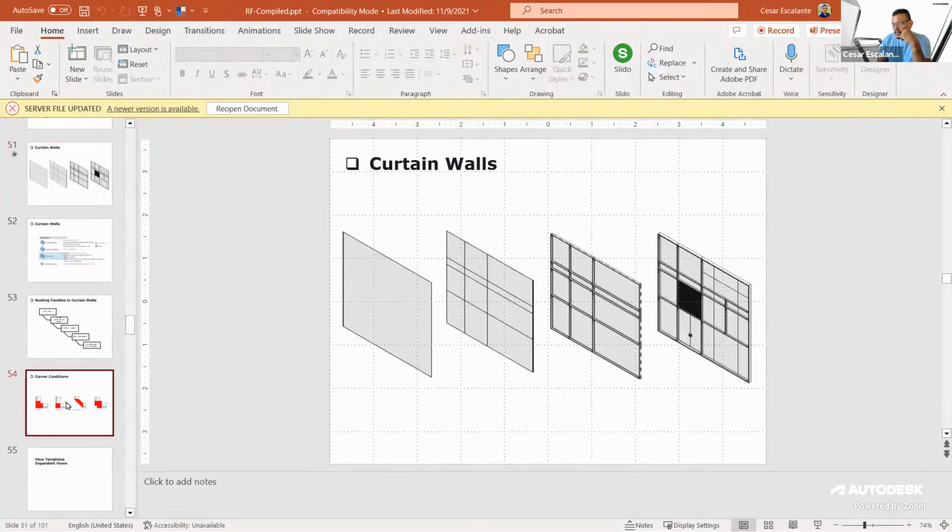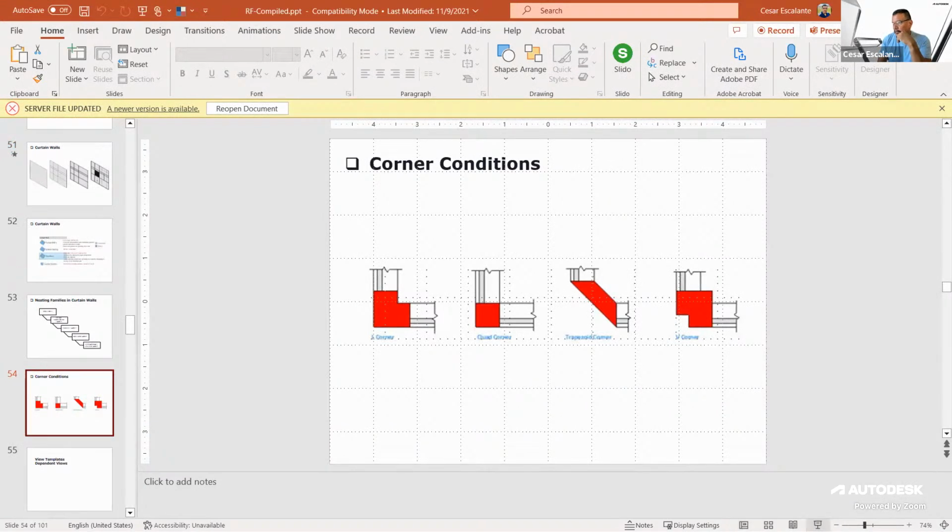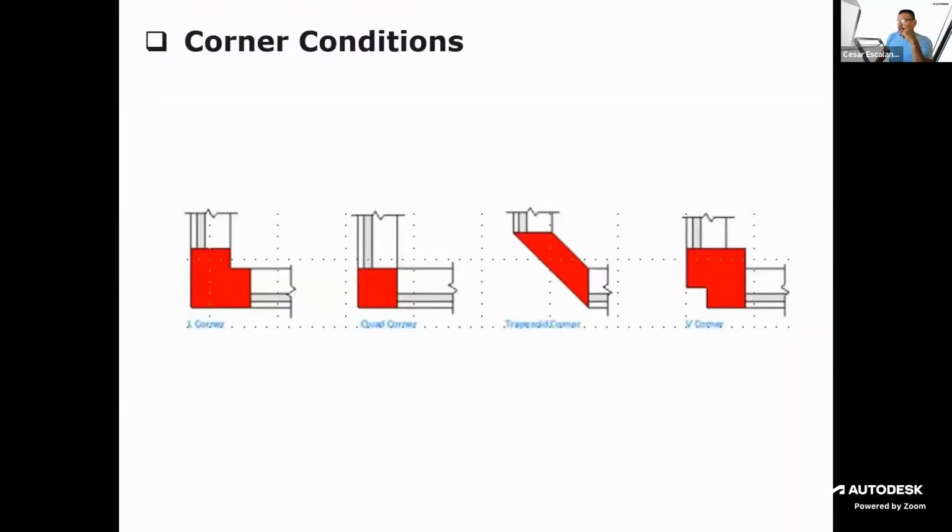Out of the box, Revit has these 4 types of corner mullions. And these are specifically designed to replace adjacent mullions. And you have the L corner, quad corner, which is a square, trapezoid corners, and V corners.